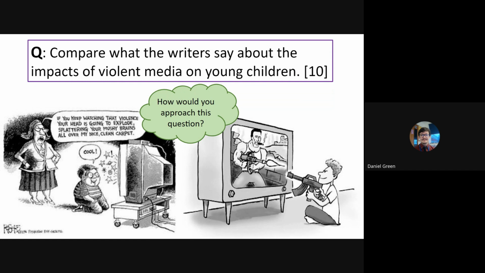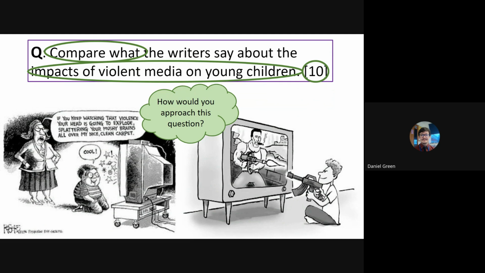Now, comparison is where I'm going to start because these are high tariff questions, 10-mark questions that are going to take up a lot of your time in the exam. So I've got here, compare what the writers say about the impacts of violent media on young children. Now, how would you approach this question? Well, first of all, you need to make sure that in the exam you highlight the sections that are relevant. So compare would be the first thing I'd highlight. And then impacts of violent media on young children, because that's going to be my focus.